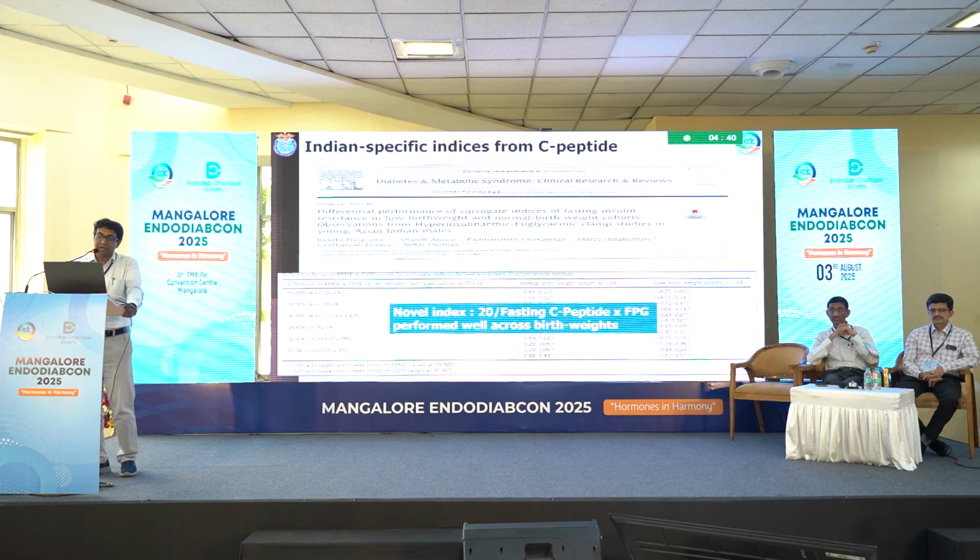We have also tried looking at Indian data, and one of the indices that we came up with was 20 by fasting C-peptide into plasma glucose, which interestingly performed well as a marker of insulin sensitivity, and it did better than the established markers of QUICKI and HOMA-IR.